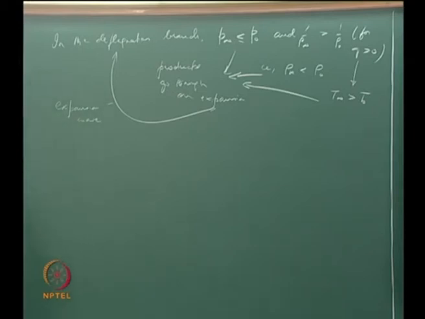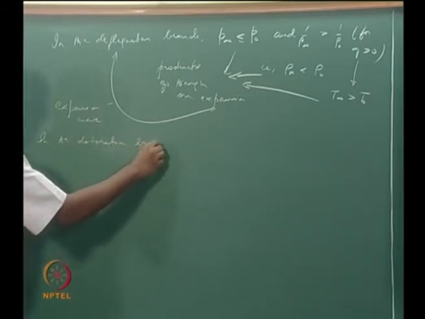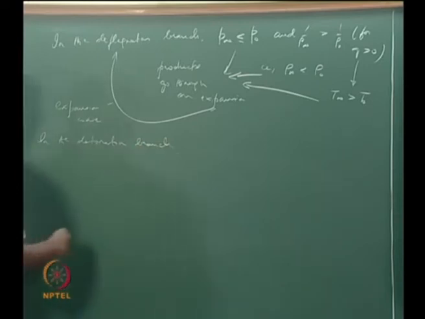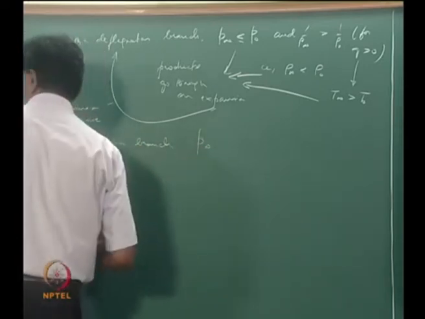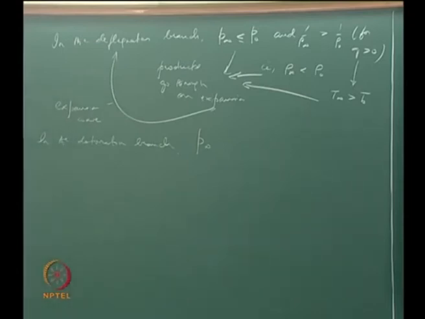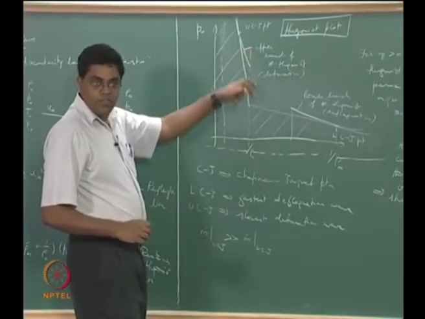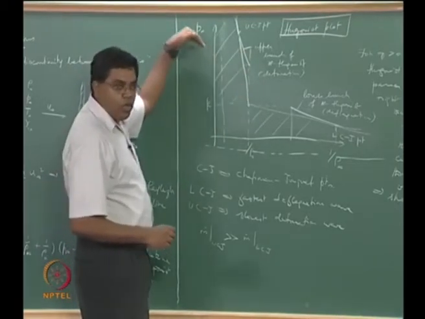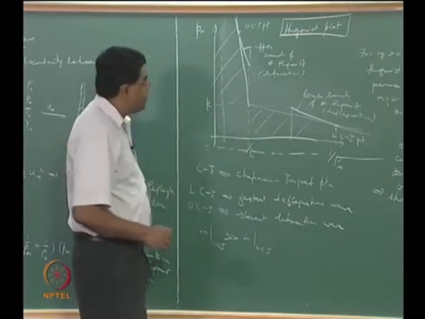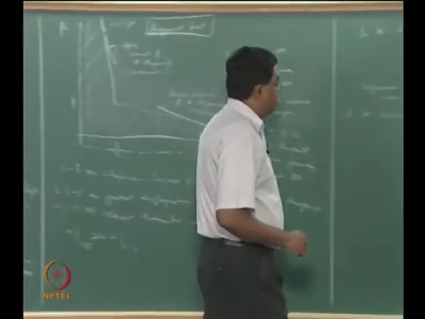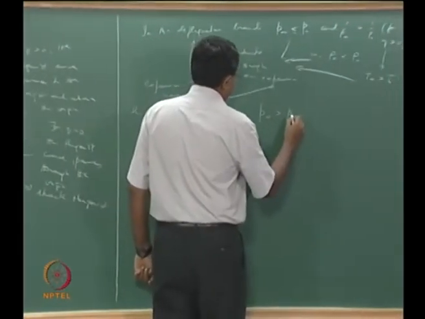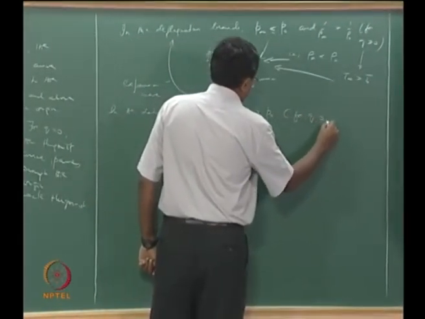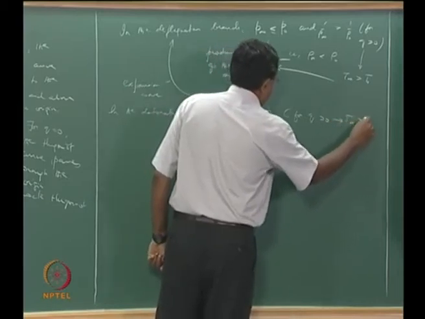On the other hand, if you now look at the detonation wave, in the detonation branch, your P infinity can never be equal to P naught for Q greater than 0. Only for Q equal to 0 will the Hugoniot pass through the origin, and you have only one tangent ray. But for Q greater than 0, P infinity is always greater than P naught, which implies again T infinity is greater than T naught.